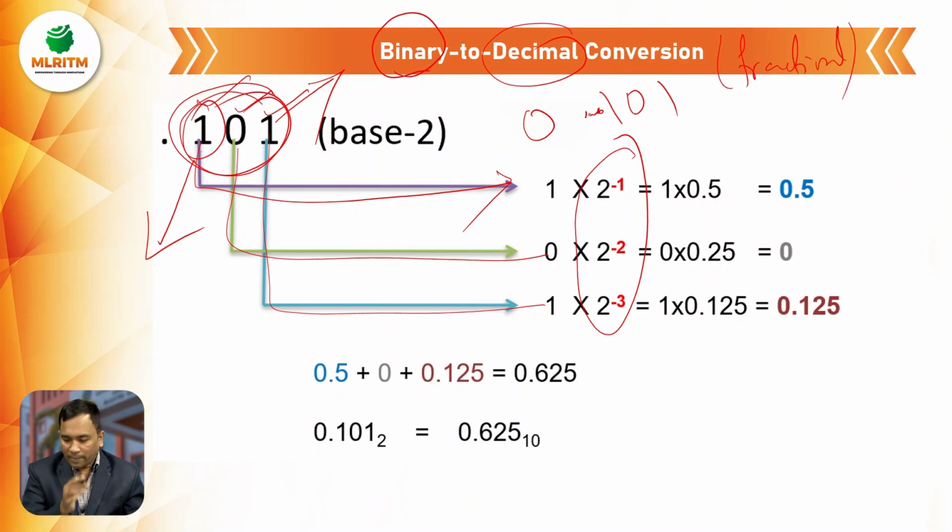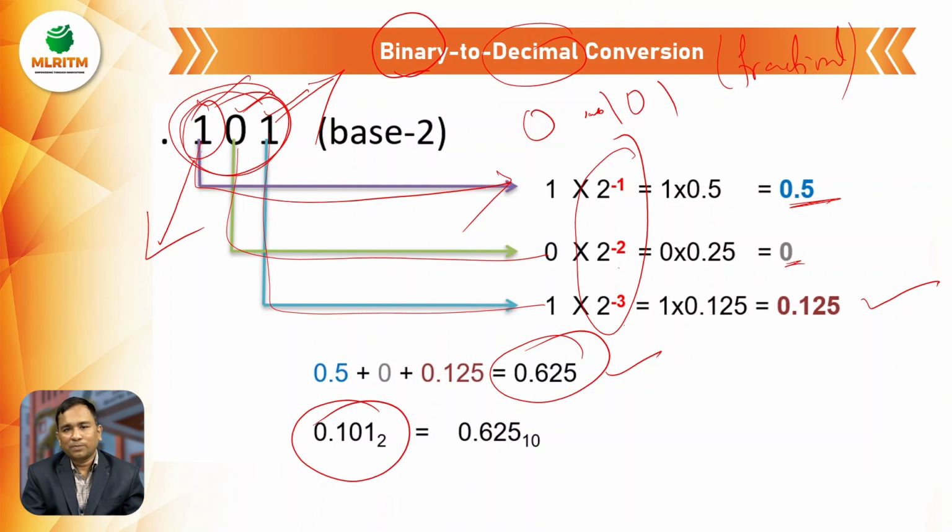Fraction means the denominator values. Here 1 into 2 power minus 1, so I get 0.5. And here the value is 0 into anything, 0. 1 into 2 power minus 3 means 1 by 8, value 0.125. After the mathematical calculations, I got the value 0.625. So my input value is 0.101, which is a binary fraction value, and finally I calculated 0.625, which is in decimal format.